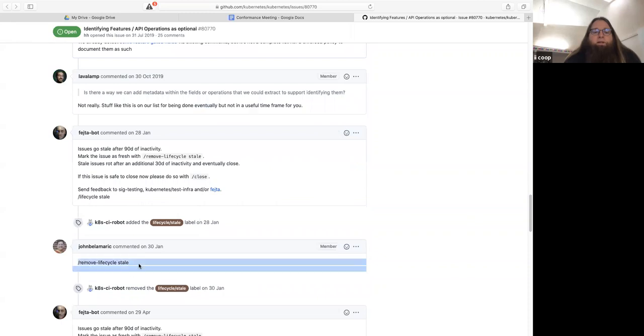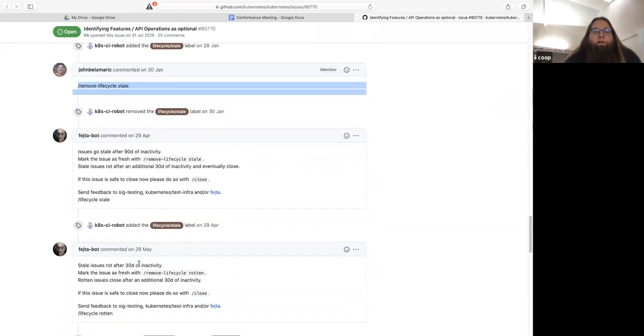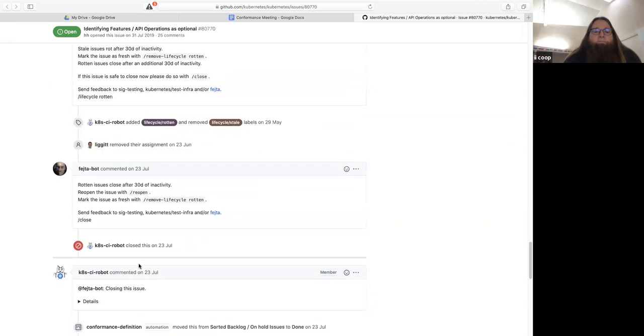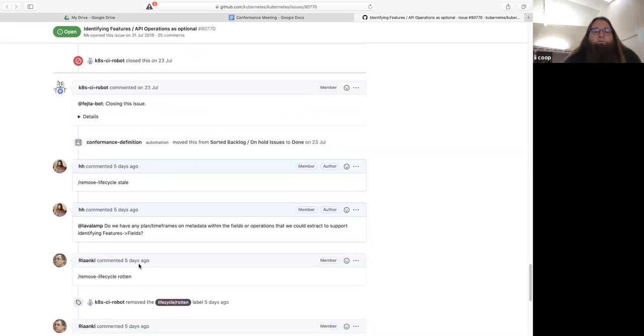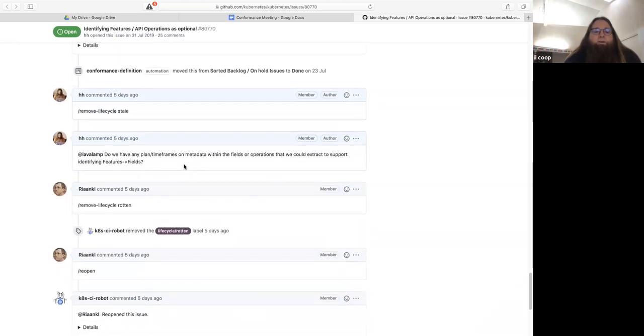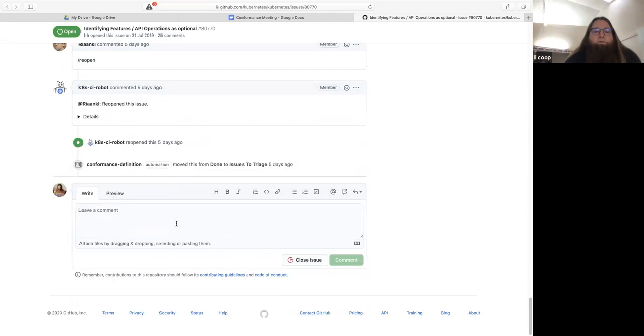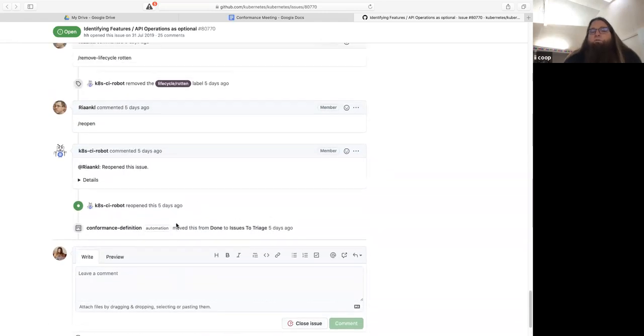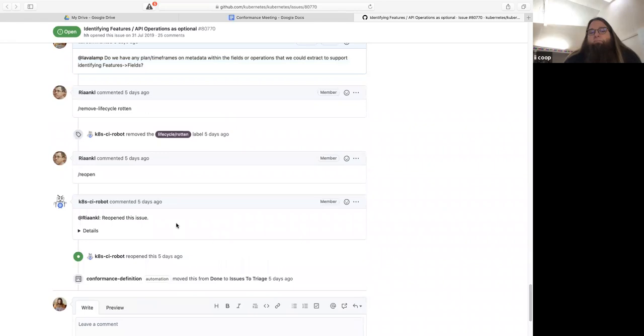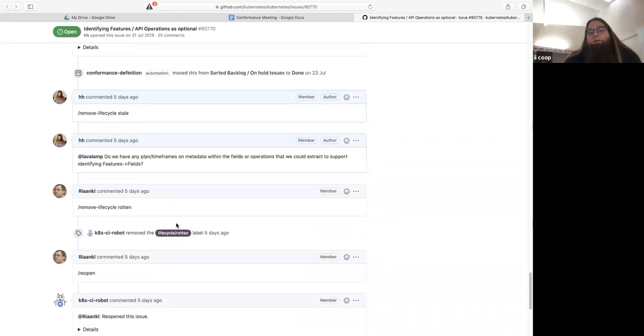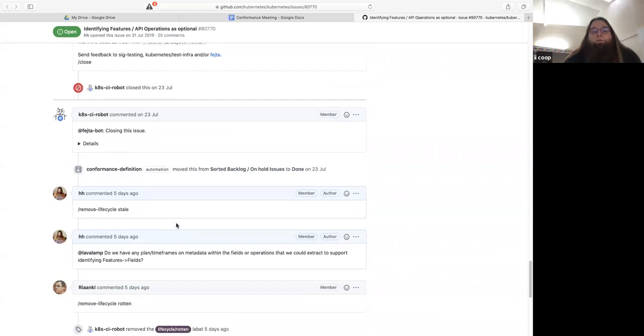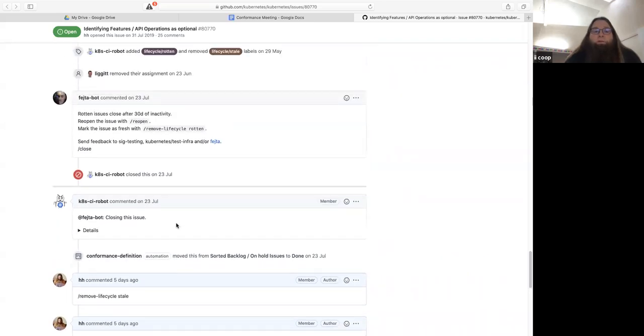And then at the beginning of this year, John removed the lifecycle stale. I saw it go stale again and he removed it. And I was asking about any time plan or frames on this. I just want to make sure before I stir this up too much that this is something that we do want to resurrect and keep as a higher visibility, or whether we should go ahead and let it rot.